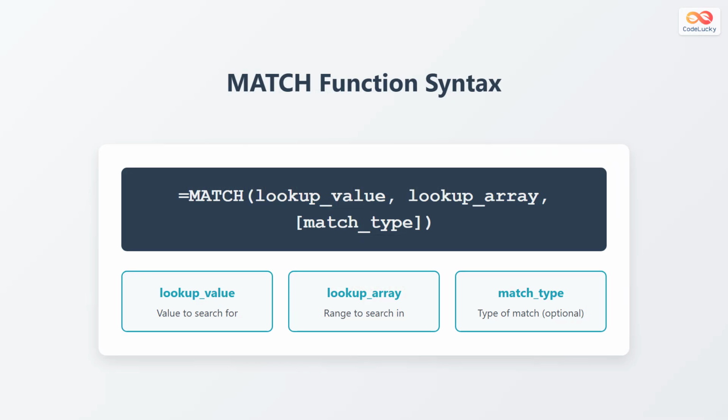The syntax for the match function is as follows: equals match, open parenthesis, lookup value, comma, lookup array, comma, match type, close parenthesis. Here, the lookup value is the value that you want to search for. The lookup array is the range of cells where you want to search. Match type specifies how you want to match the lookup value, and it's optional.